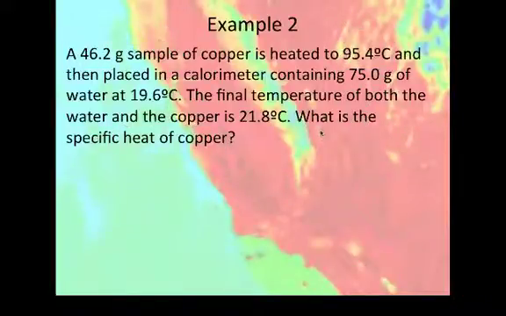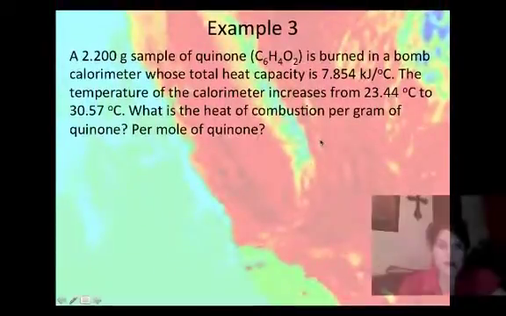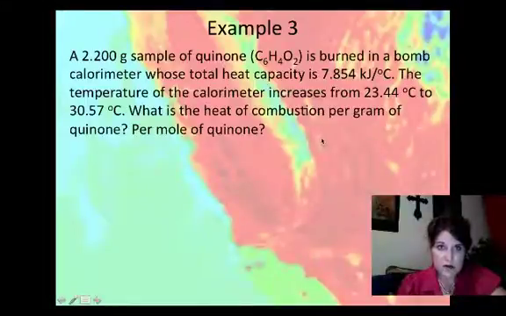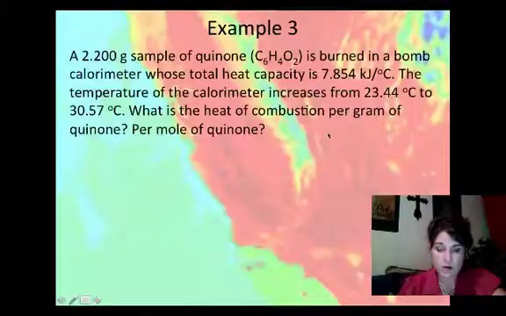Great, what's next? Oh, the spinning. Here we go, example 3. A 2.2 gram sample of quinone is burned in a bomb calorimeter whose total heat capacity is 7.854 kilojoules per degree Celsius. The temperature of the calorimeter increases from 23.44 degrees Celsius to 30.57 degrees Celsius. What is the heat of combustion per gram of quinone and per mole of quinone?